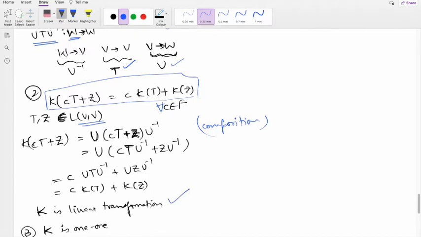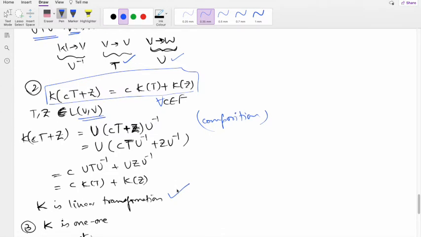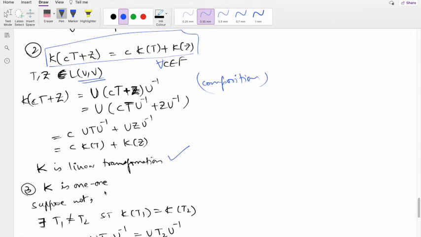So one thing we need to understand, K is transforming what to what though? K is transforming some linear operator on V to a linear operator on W. Okay, we prove that K is 1-1.